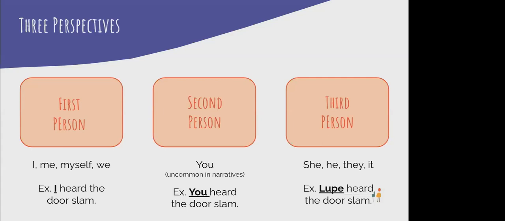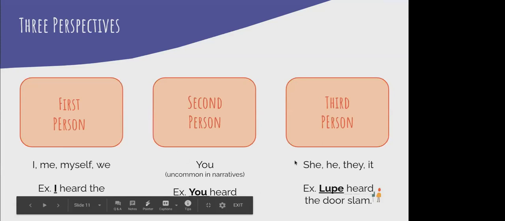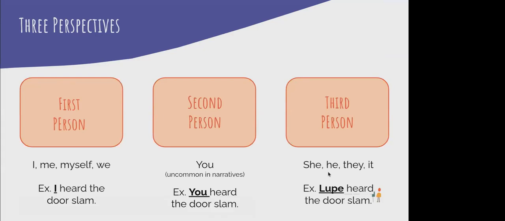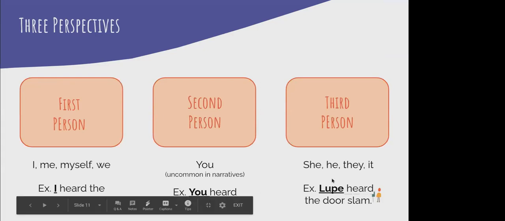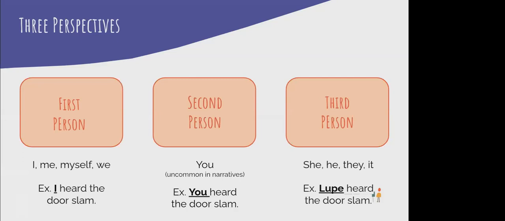All right. And then lastly would be third person. This is going to be another one of the most common ones. So we would have pronouns like she, he, they, or it. And our example here would be Lupe heard the door slam. So I'm using the person's full name because I'm kind of like describing what I'm seeing as I see it.